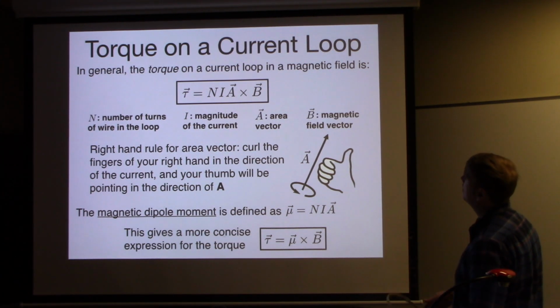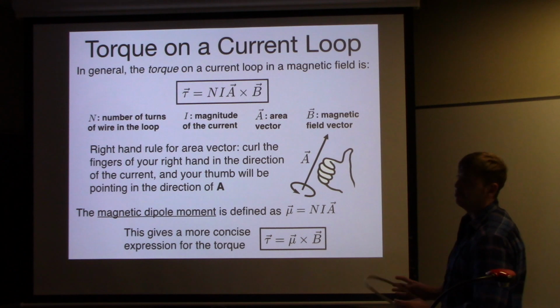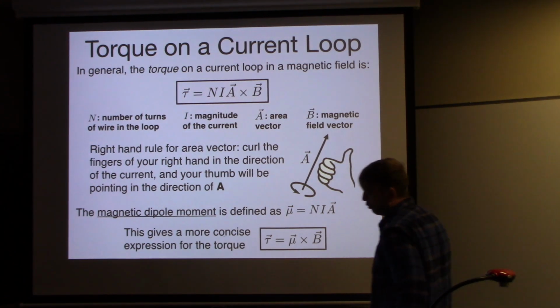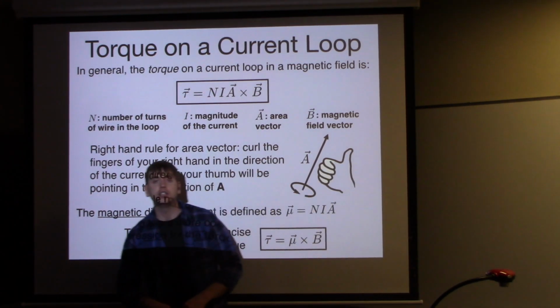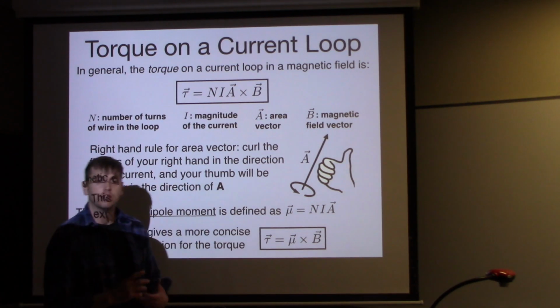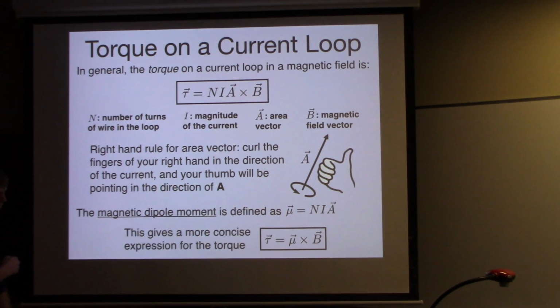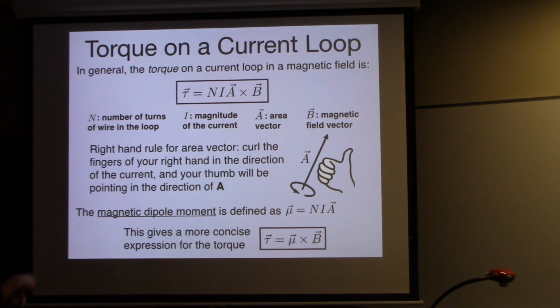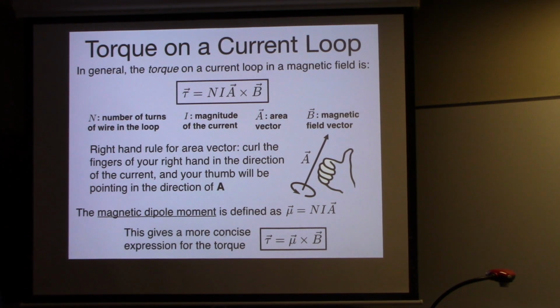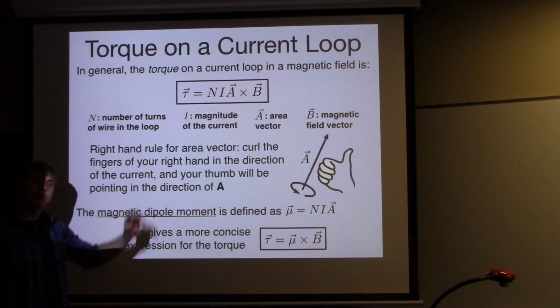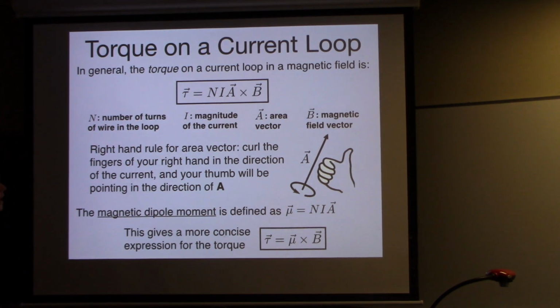Well, it's N I A cross B. Probably the most compact way to calculate this is by thinking of it as a cross product. And here's how it works. N, again, that's the number of turns of wire in your loop. I, that's how much current is running in the loop. A is what we call the area vector of the loop. And then B is the magnetic field vector.